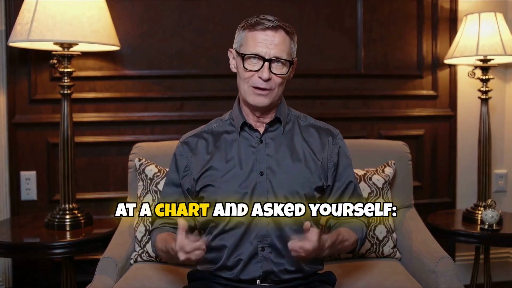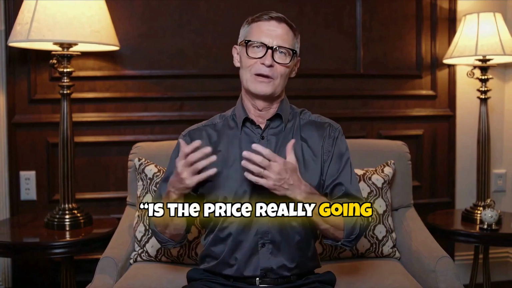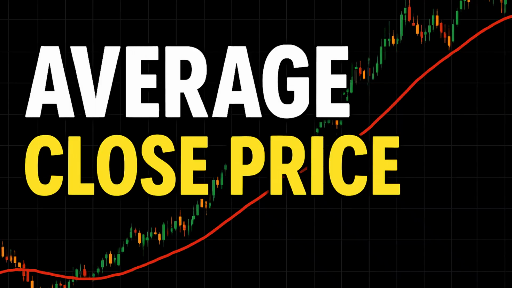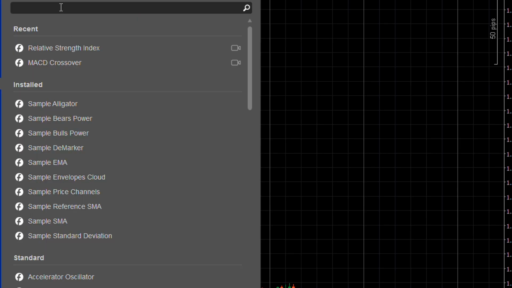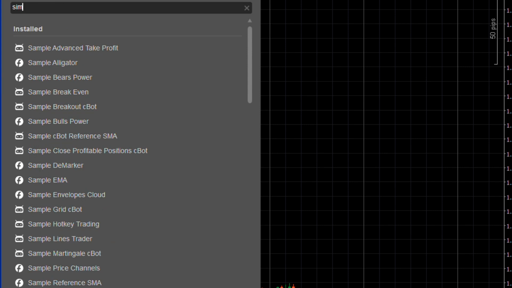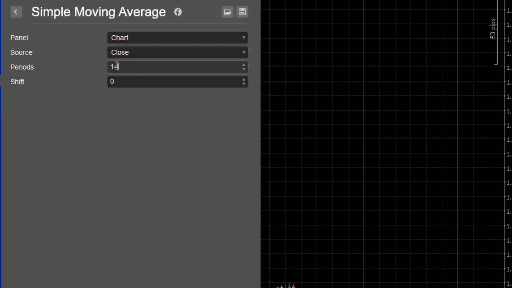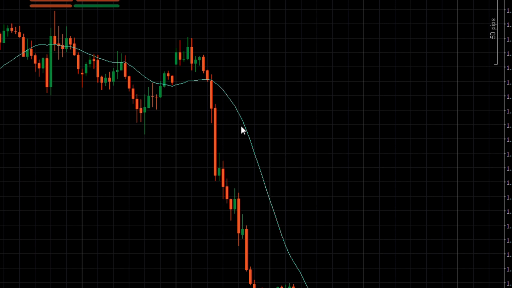Have you ever looked at a chart and asked yourself, is the price really going up, or is it just bouncing around? SMA helps you answer that question fast. It takes the average of the last few candles and shows it as a smooth line on the chart. You can choose the average to be taken over 10 candlesticks, 20 candlesticks, 50, 100, etc. That means we take the average price of the last 10 candles, or 20, or 50, and so on. The higher the number, the smoother the line, and the stronger the trend. So when you see MA20, that means the line is created by taking the average of the last 20 candles.